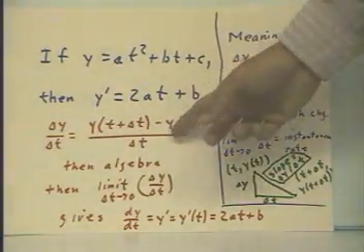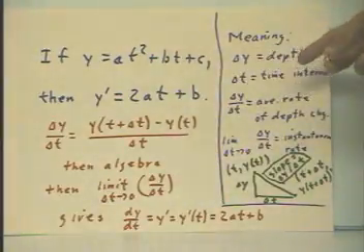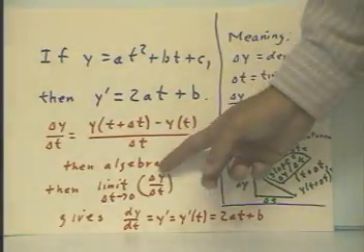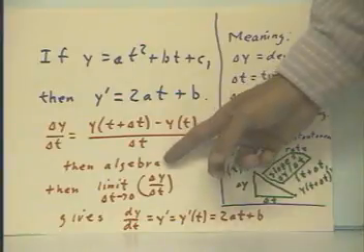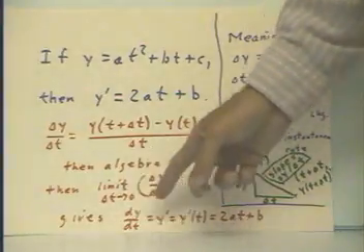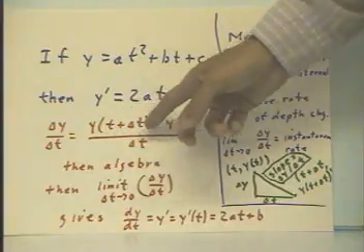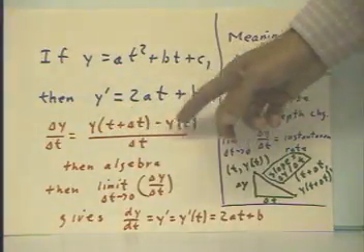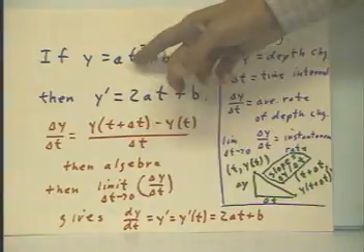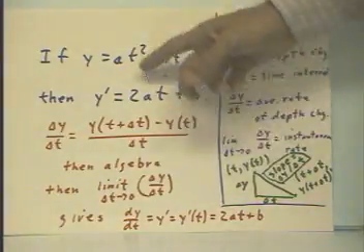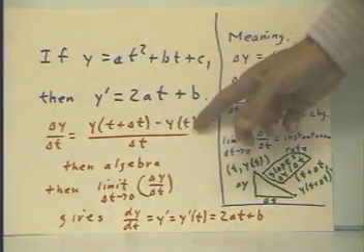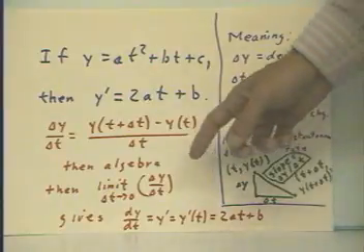Now when we have this expression, we go ahead and do some algebra. When we do the algebra, we get an expression for y of t plus delta t minus y of t by plugging in t plus delta t for t, and then just plugging in t for t, subtracting the two expressions after doing a few manipulations.